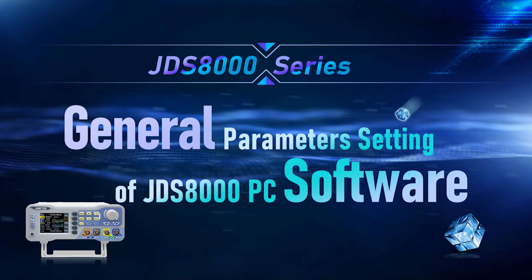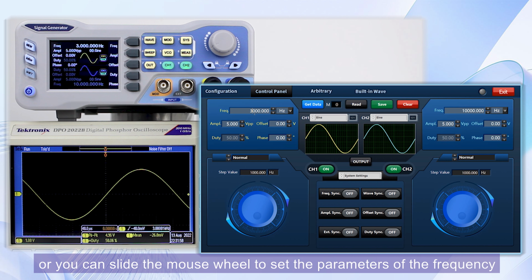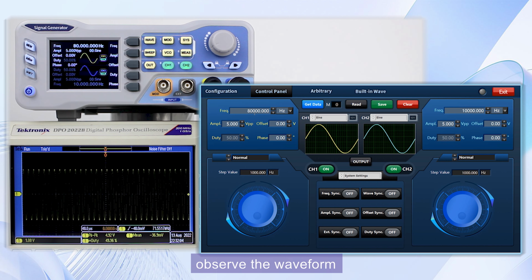General parameter setting of JDS8000 PC software. To set the parameters of the frequency, you can directly input the value with the keyboard. Or you can slide the mouse wheel to set the parameters of the frequency. Observe the waveform.